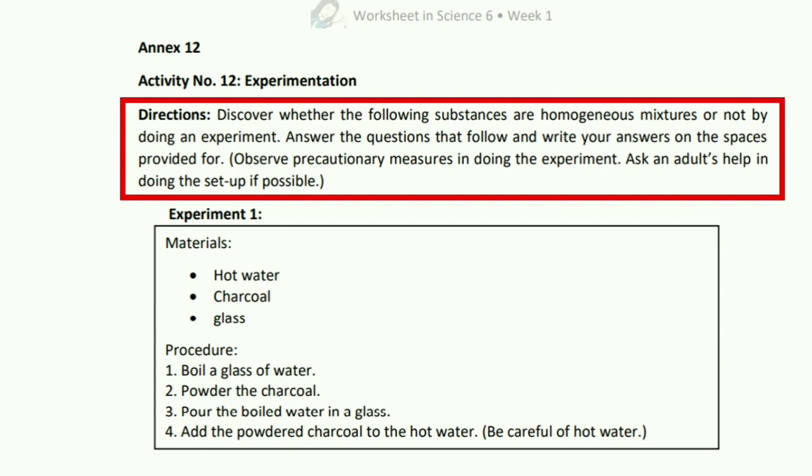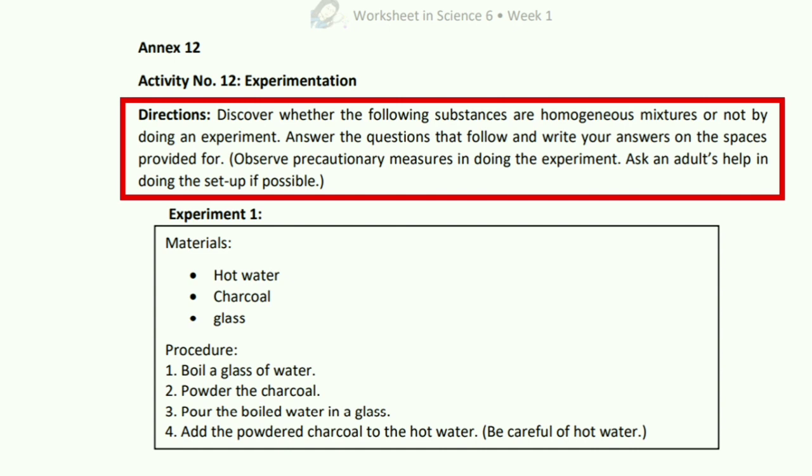Activity number 12. Experimentation. Discover whether the following substances are homogeneous mixtures or not by doing an experiment. Answer the questions that follow and write your answers on the spaces provided for. Observe precautionary measures in doing the experiment. Ask an adult's help in doing the setup if possible.